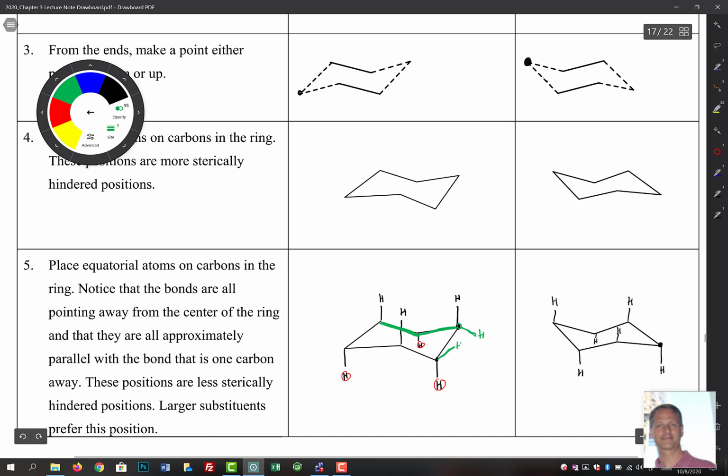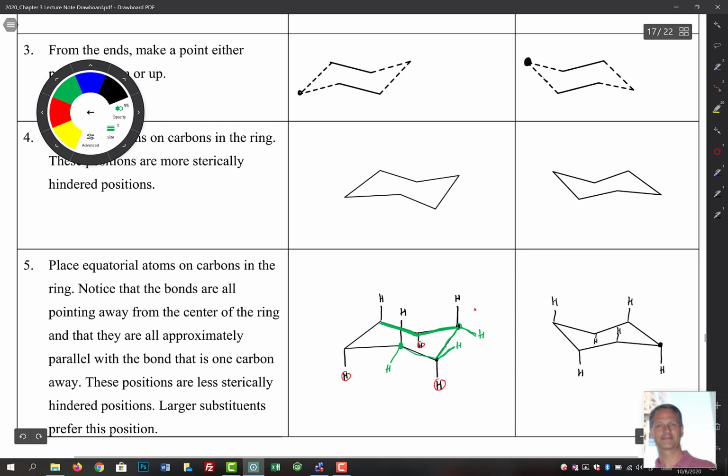Okay, so there's your other H. Notice also that if we were to look down this bond here, that would kind of fall between these two. So it should look like it's staggered there. So coming around to this position right here, we want to put in our H. That H needs to be about parallel with this line, and they're all pointing out. So there's another H. These are all the equatorial positions.